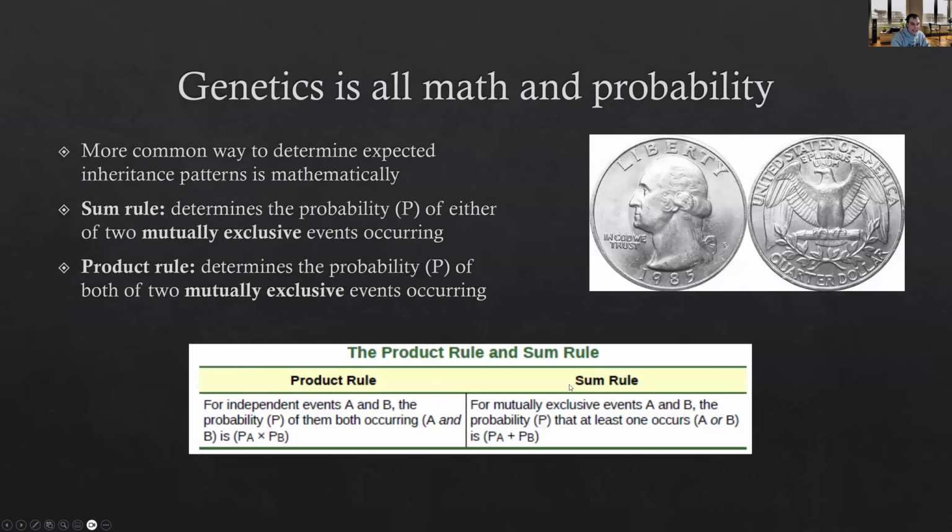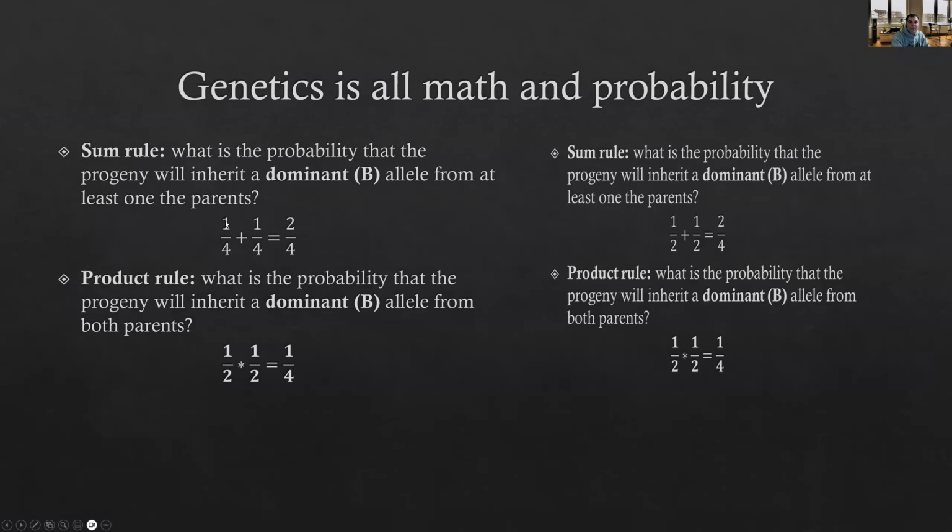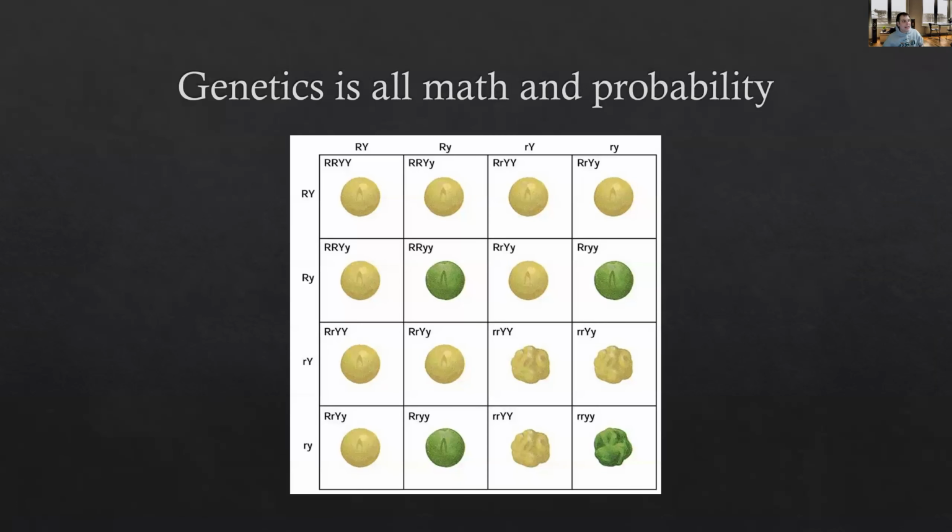Again, what if you get the big B from mom or from dad? 2 out of 4. What if you get it from mom and dad? 1 in 4. Or, and. So that's what that's going to look like. I don't know why it's duplicated over here, so don't worry about it. Again, I will reiterate that genetics is all math and probability.